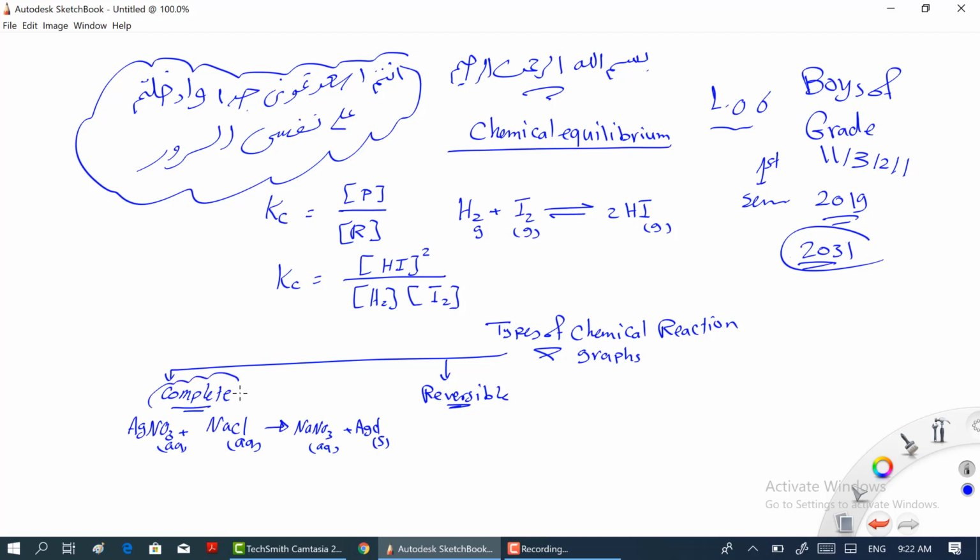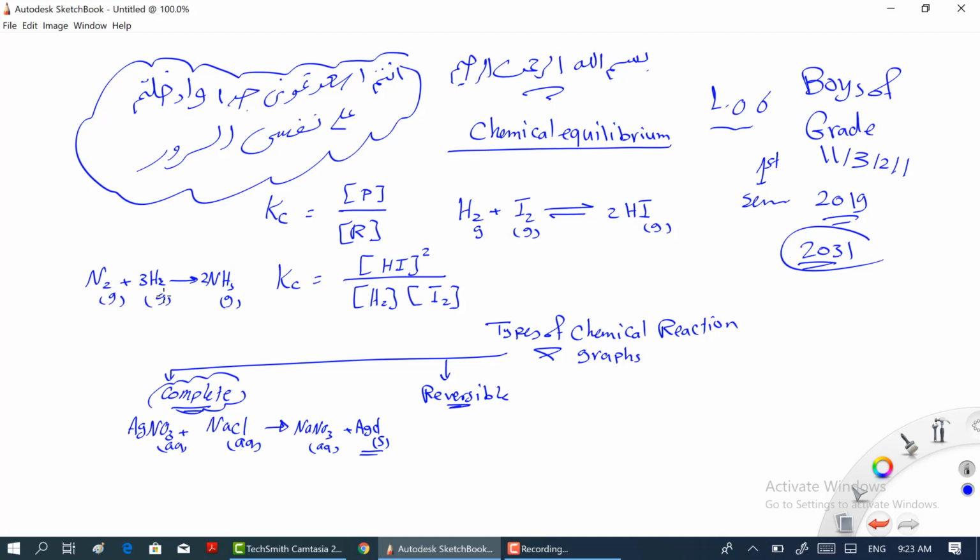So we can call them complete reactions: products are produced in the form of a solid, one of the products in the form of a solid, or one of the products escapes from the reaction as a gas, like the reaction of nitrogen plus hydrogen. It is a complete reaction because we will find the product NH3 as a gas. So we can say that in complete reactions, the products are produced in the form of a solid or one escapes in the form of a gas.